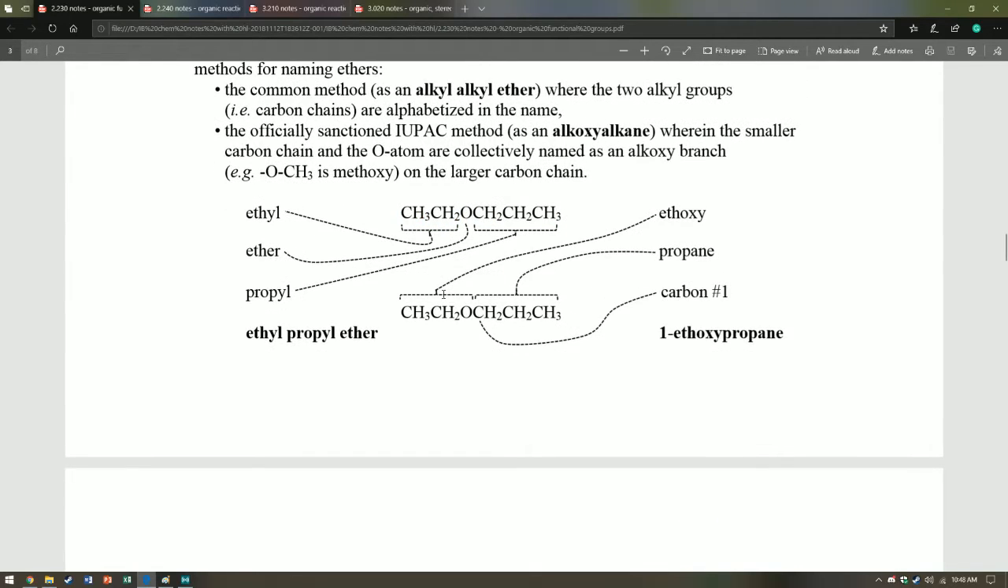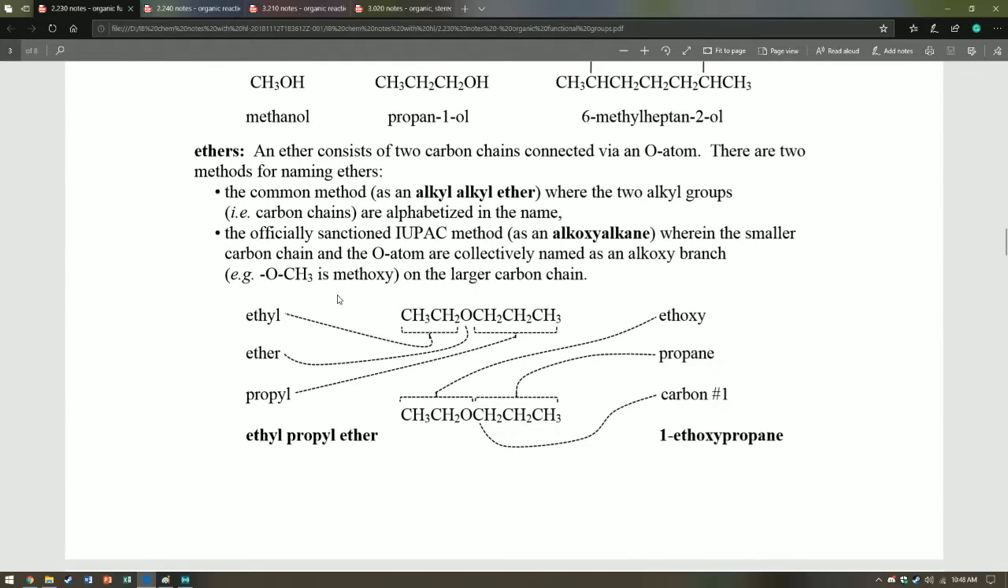So you could either call this ethyl propyl ether. Here's where the ethyl comes from. Here's where the propyl comes from. You could also call it propyl ethyl ether. It's the same thing. It doesn't matter, but generally you alphabetize them in the name.